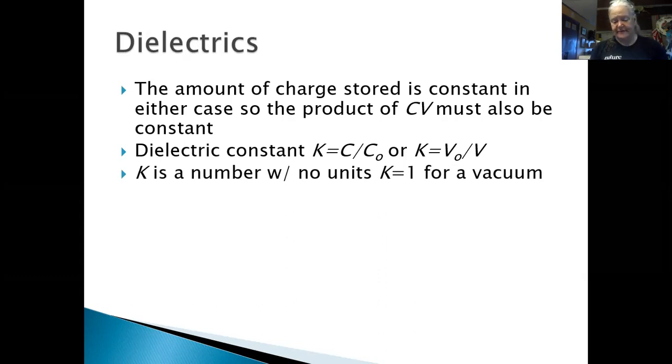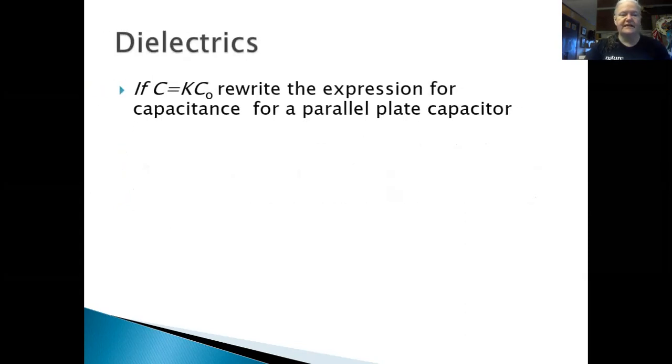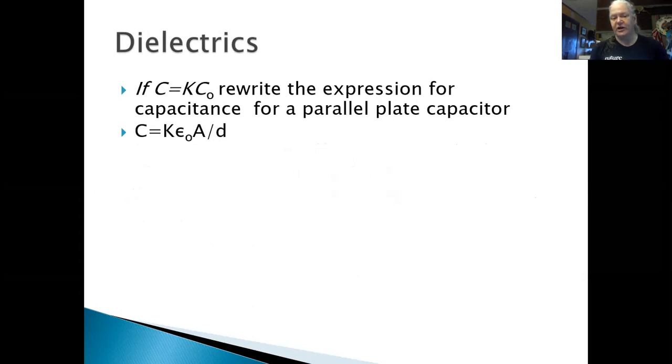Now, the dielectric constant is just a number. It doesn't have any units because it's the division of two quantities that have the same units, so the units cancel out. And for vacuum it is 1. So that's why we have epsilon naught. And then it causes the electric field to decrease. I mentioned that already. So when we put the dielectric in there, we can rewrite the new capacitance as K times the old capacitance. And so we can replace that in the expression for the parallel plate capacitor, just like that.